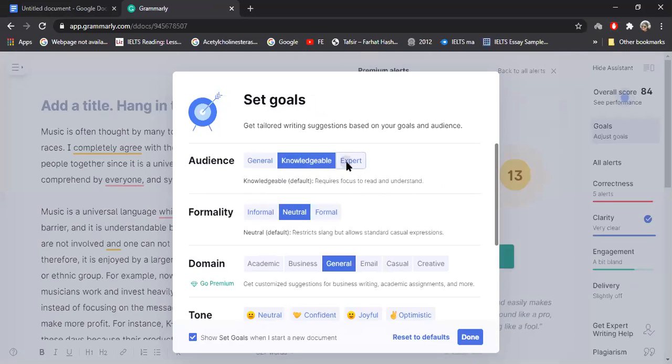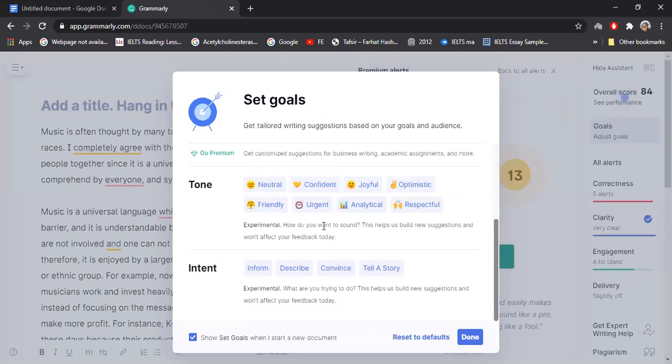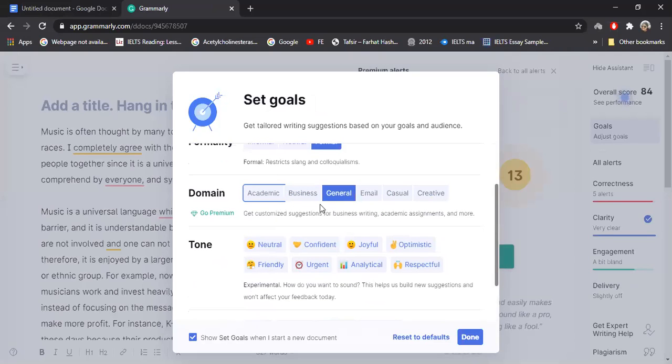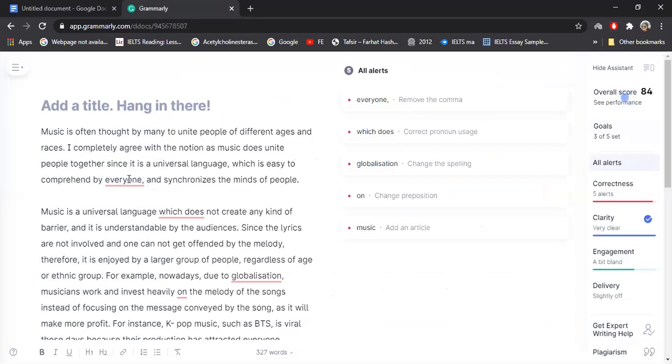Okay, here I want it to be expert, I want it to be formal, I want it to be academic. You can't change that because you need to purchase the premium one. No, I think they have changed it. I have previously changed it. I couldn't change it anymore. Oh, that's weird. Go premium, then you can change that. Yeah, no way. I am not buying. I'm sorry. Okay, so let's see.